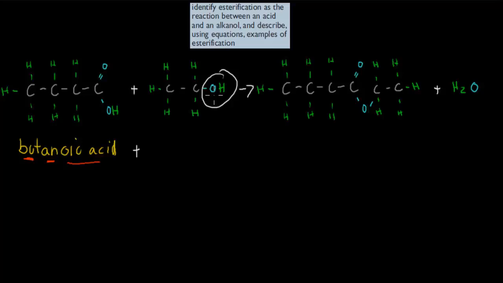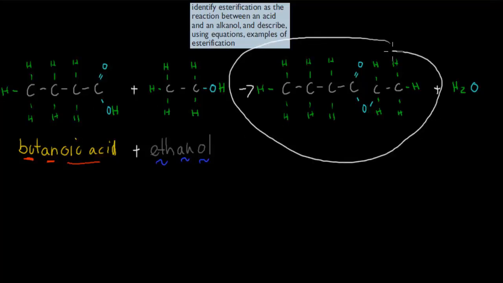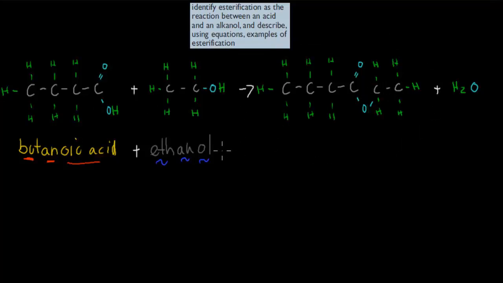Well, it has the OH group, therefore it must be an alkanol. It has 2 carbons. 2 carbons is eth, and then an because it's a straight chain, and the o part means it's ethanol. So we've got eth, 2 carbons, an straight chain, o being the actual hydroxide group. So we've got butanoic acid plus ethanol, and what forms? Well, this creature here forms. This is our ester, and we still have to name that ester.